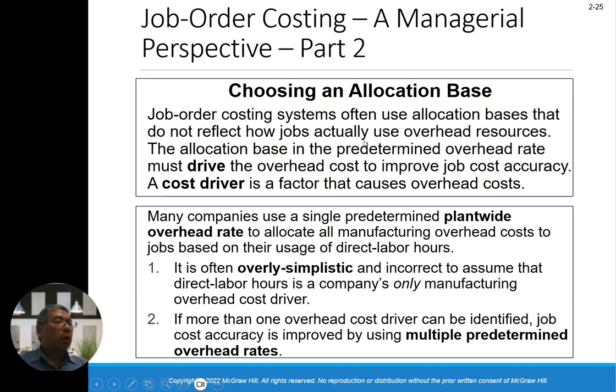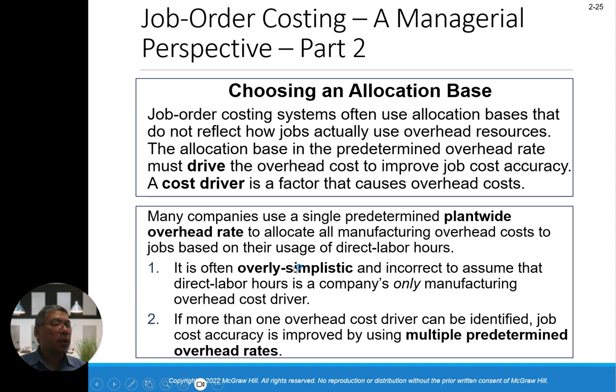Choosing an allocation base. Job order costing systems often use an allocation base that does not reflect a job's actual use of overhead resources. The allocation base in the predetermined overhead rate must drive overhead costs to improve job cost accuracy. A cost driver is a factor that causes overhead costs. Many companies use a single predetermined plantwide overhead rate to assign all manufacturing overhead costs to jobs, based on the usage of direct labor costs. This is often simplistic and incorrect, and assumes that labor cost is the only manufacturing overhead cost driver.